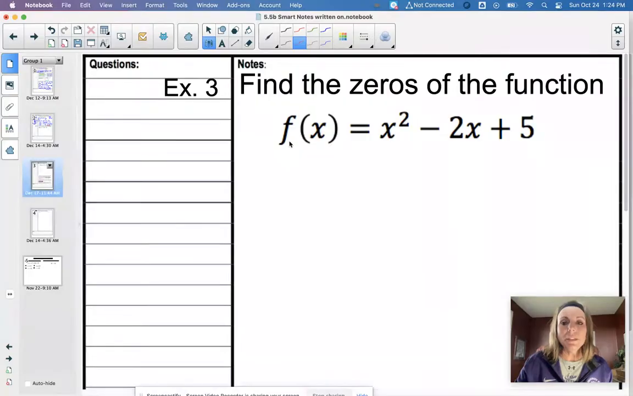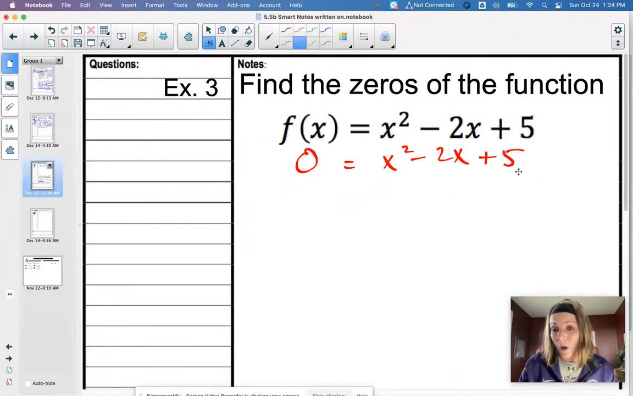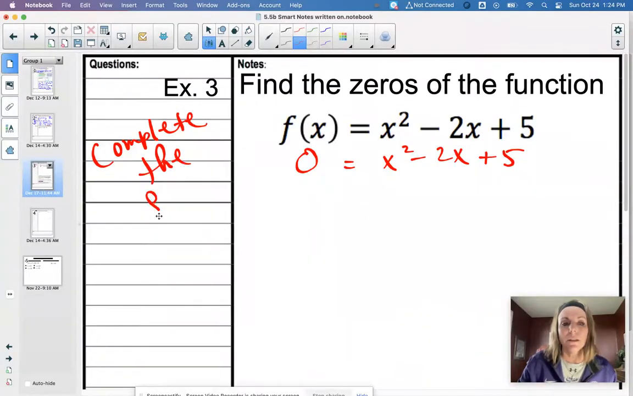Example 3, find the zeros of the function. Set the function equal to 0. First, I always try to factor. Two numbers that multiply to 5 are 5 and 1. They'll never add to -2, so we know we have to complete the square. I can't use the square root method like I did in video 5.5a because we need b to equal 0 in order to do that, and b doesn't equal 0.